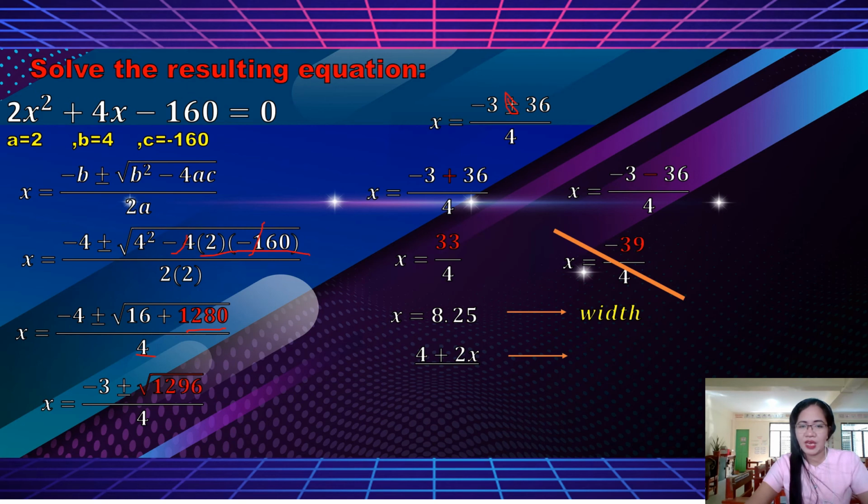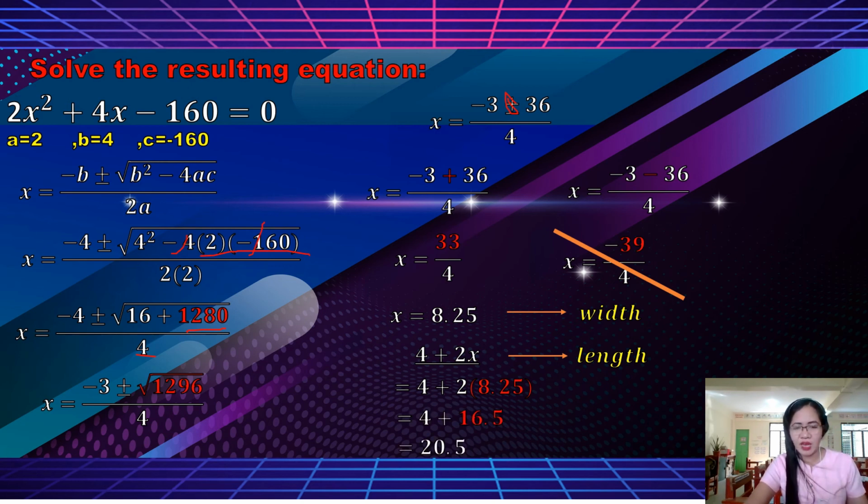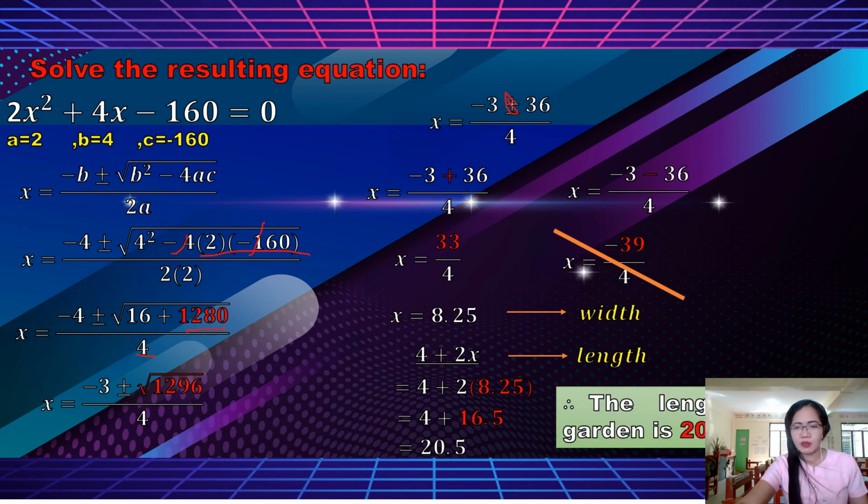And for our length is 4 plus 2x. Asa manigikan si 4 plus 2x? Na siya gikan sa katong ato ang left x dayon. 4 meters more than twice its width, that is your length. Substitute. The value of your x is 8.25. PEMDAS. Dili unahon og plus ha, PEMDAS. Unahon si parenthesis. So 2 times 8.25 is 16.5. Then add 4, that is 20.5. So therefore, the length of the garden is 20.5 meters.